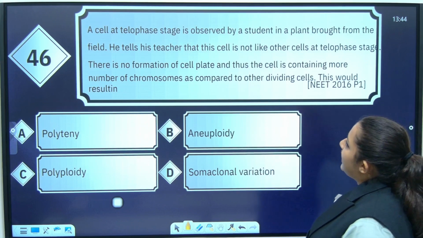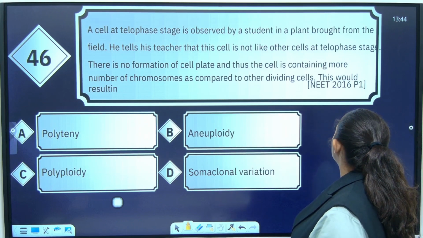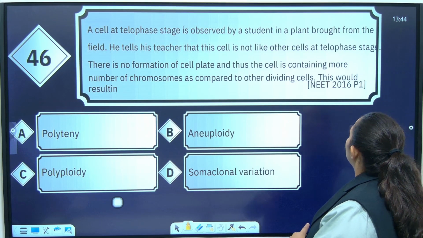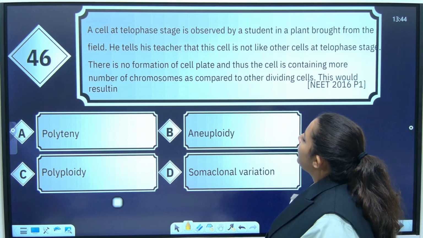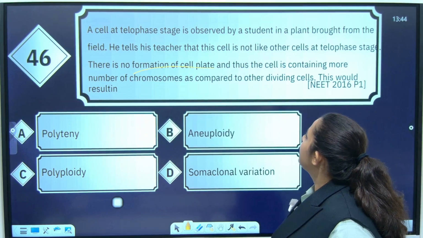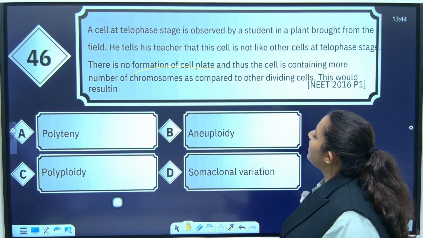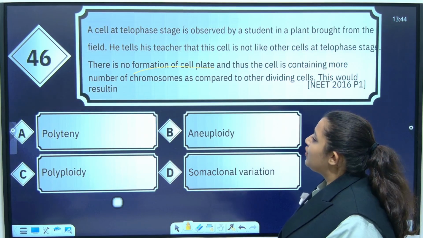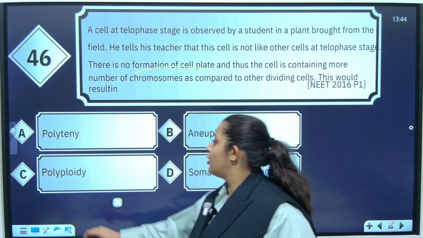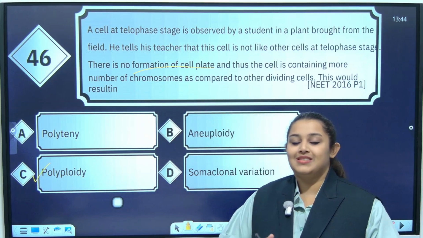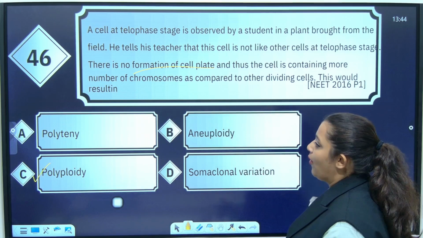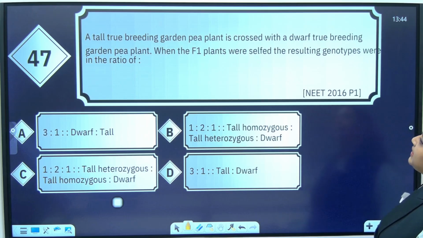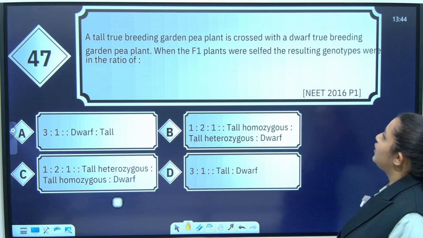Next one, a cell at telophase stage is observed by a student in a plant brought from the field. He tells his teacher that this cell is not like the other at the telophase stage. There is no formation of cell plate, and thus the cell is containing more number of chromosomes as compared to the other dividing cells. So this would result in nothing but polyploidy, more set of chromosomes than normal. Okay, option is C.